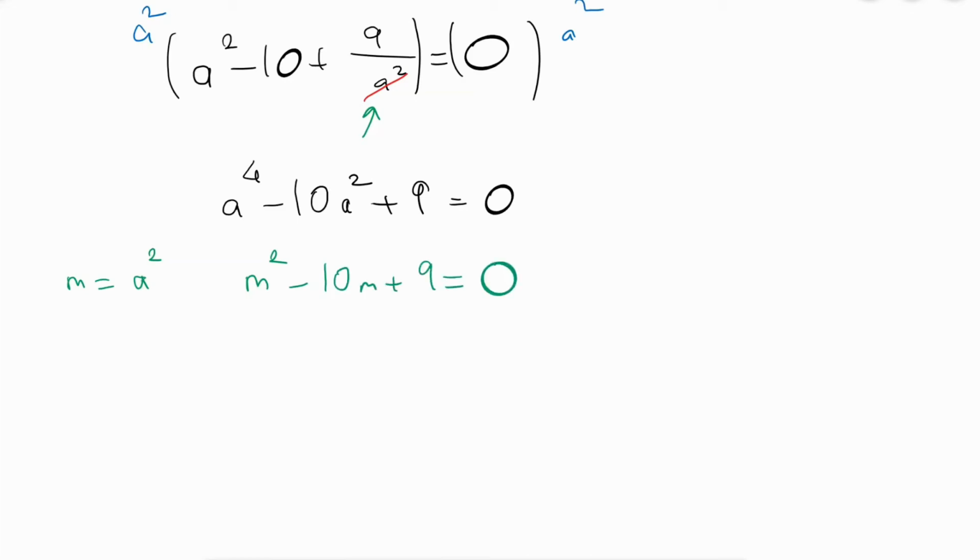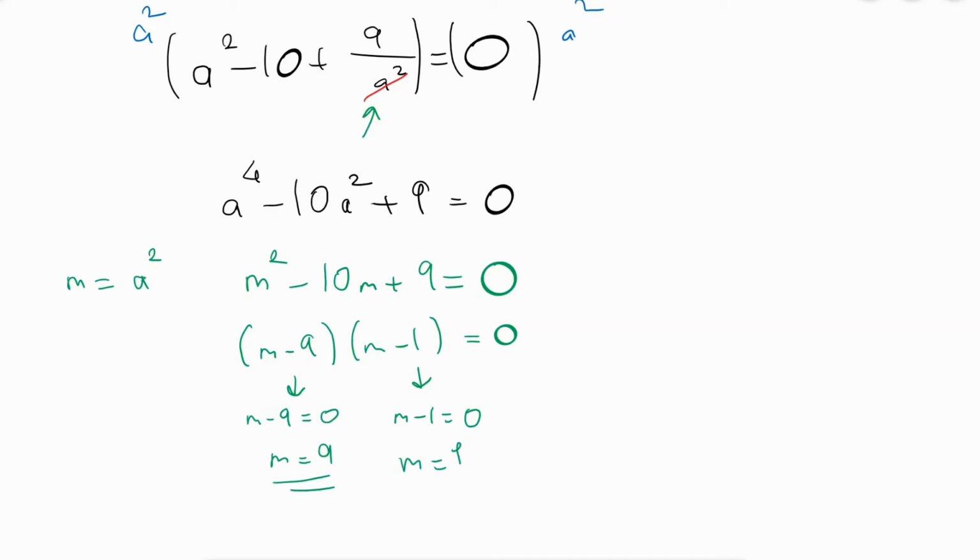So from here, I can actually find what m is. (m minus 9)(m minus 1) equaling 0. So now I found m's to be, and I take this out and set it equal to 0, so m minus 9 equaling 0. I have m equals 9, and when I take this out the same way, m minus 1 equals 0. Now I have m equals 1.